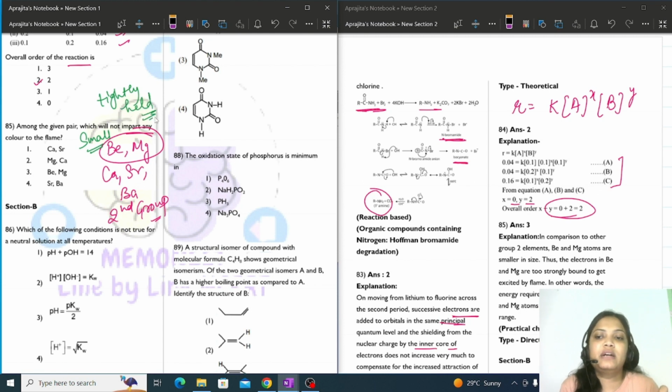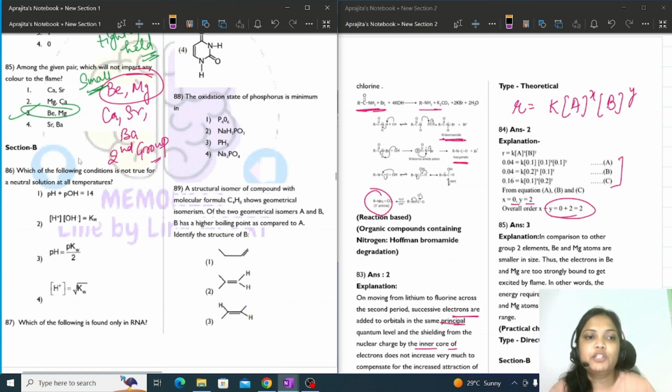So electrons are tightly held to get excited by the flame. So they don't get excited by the flame, meaning the energy that is required to excite the electrons does not lie in the visible region. So they will not impart any color to the flame. So the answer is option 3.